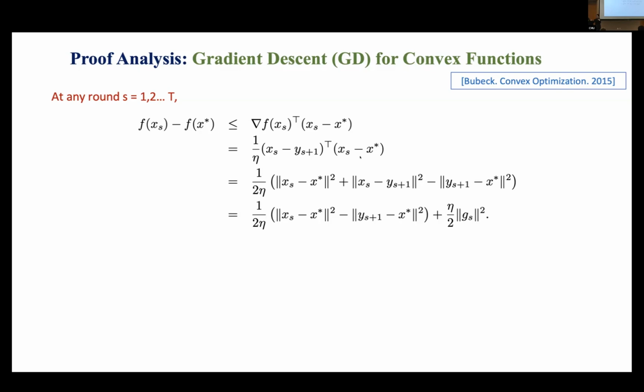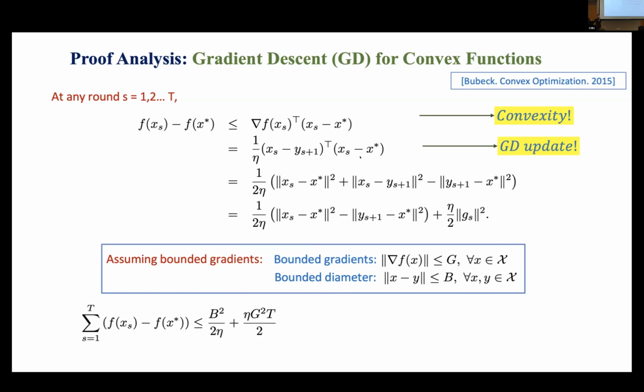Doesn't matter. So the first line actually comes from convexity. This line is just a property of the convex function by which I can write that the suboptimality gap at time step s, or for the user s, is bounded by the dot product between the gradient and the distance between xs and x star. And the second one comes from just the gradient descent update, where we exploit the gradient information. The third line and the fourth line are just basic algebra. I just did some manipulation of the numbers a little bit.